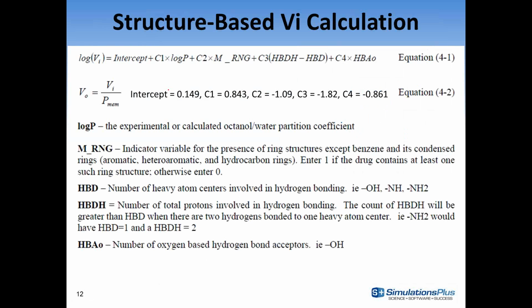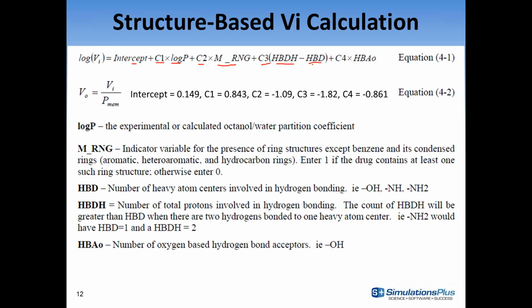This is the equation that we use for the structure-based model, and it's very simple. We have an intercept, and it's a multiple linear regression. We have a coefficient based on the partition coefficient, another coefficient based on the number of rings that would be different than benzene, so it's an indicator for the presence of a ring other than benzene. Another coefficient is based on the difference between the hydrogen bond donor hydrogens and the hydrogen bond donor count.